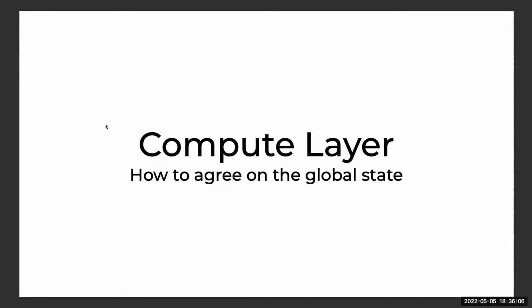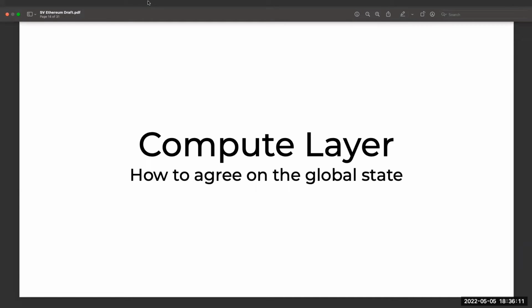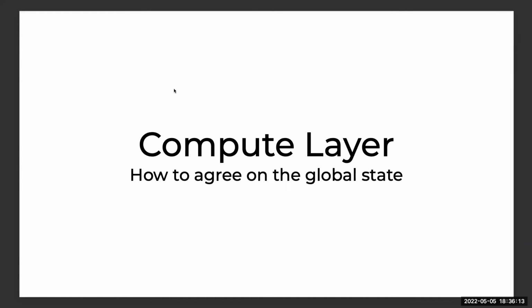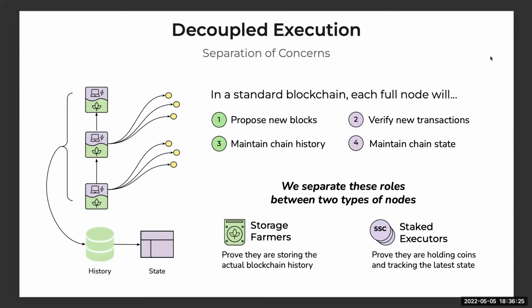Okay, so now let's talk about the compute layer, or the execution layer. Basically this is the question of how do we come to consensus on what the state is after we have agreed on the order of transactions. And the basic idea here is something which we call decoupled execution. And this is basically trying to have a separation of concerns between consensus and computation.